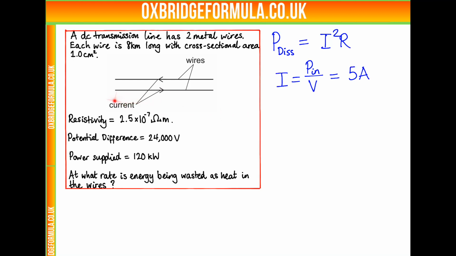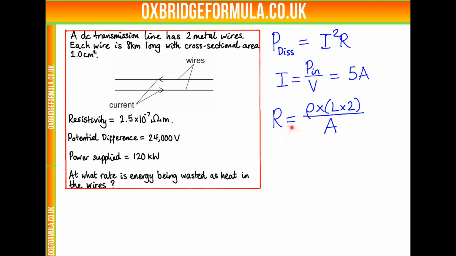Well, this DC transmission line seems to have the current going in one way and then back. So this current must be going along one wire in order to transfer energy and then coming back along. So the total distance is 2 times the length, so 16 kilometers. So if we wrote this, we have the resistance is resistivity times the length times 2 divided by the cross-sectional area.